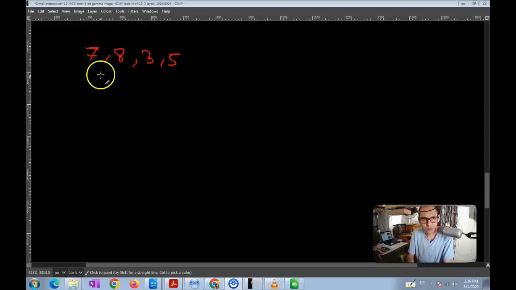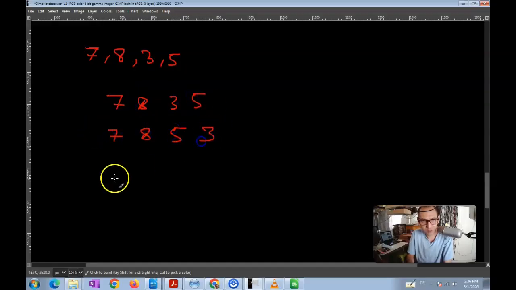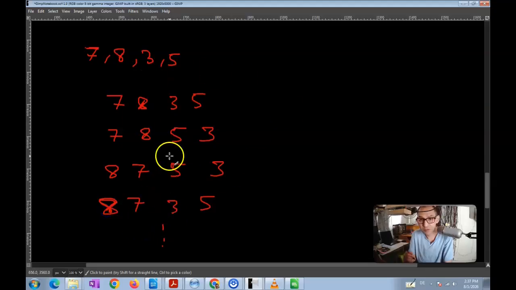Okay, but for now, one possible number that you could make, given the condition that you're not supposed to use any digit twice, is a 7, for example, then an 8, a 3, a 5. Then you would have 7, 8, 5, 3. Then you would have, for example, 8, 7, 5, 3. Then you would have, for example, 8, 7, 3, 5. And you could just keep coming up with these numbers.